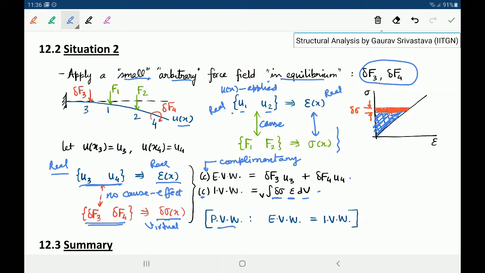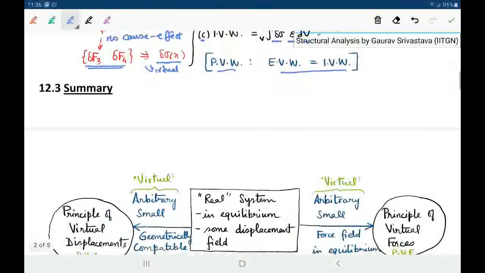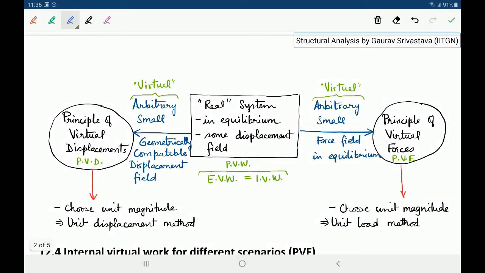But the principle of virtual work will overall state the same thing: the external virtual work will be the same as the internal virtual work. So to summarize, we have a real system which we want to analyze, that is in equilibrium, and the displacement field is there and it is geometrically compatible. One situation is when we apply a virtual, arbitrarily small, geometrically compatible displacement field on top of the system, and then we write external virtual work equal to internal virtual work.